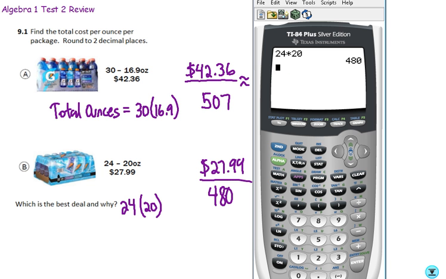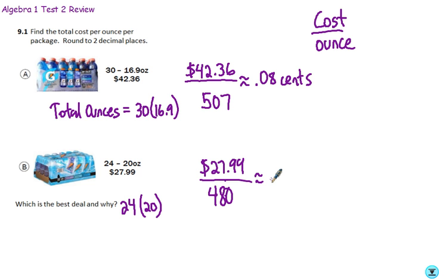So we're going to take the total cost, $27.99, and divide that by 480. And you get .05. And actually, we're going to round to 2 decimal places. Since the number after the 5 is bigger than 5, we'll round up. So we'll say approximately 6 cents. So we'll come back over here, approximately 8 cents. And so then the question is, which one's the better deal? Well, on this particular question, option B would be the better deal.